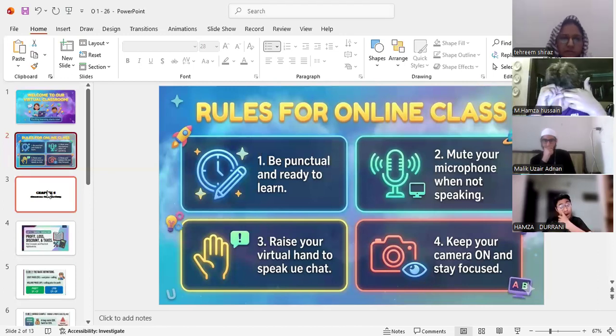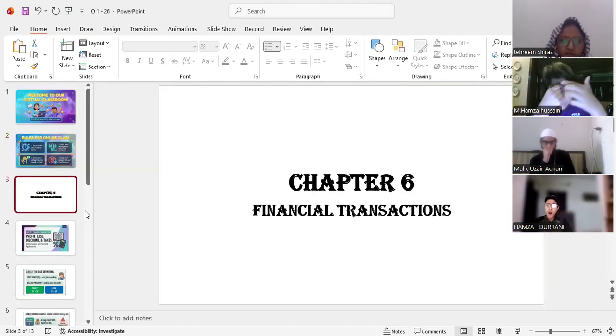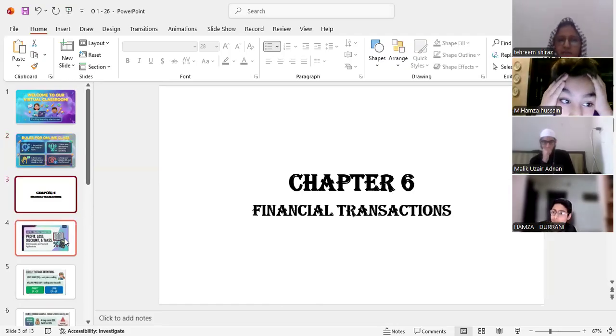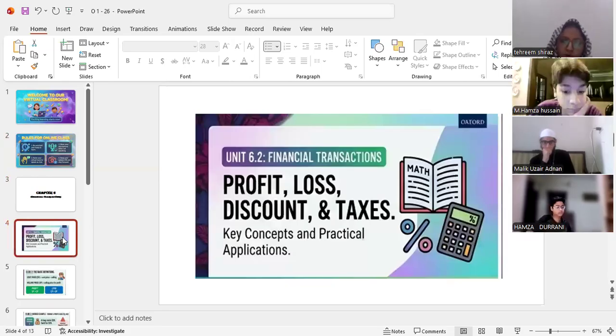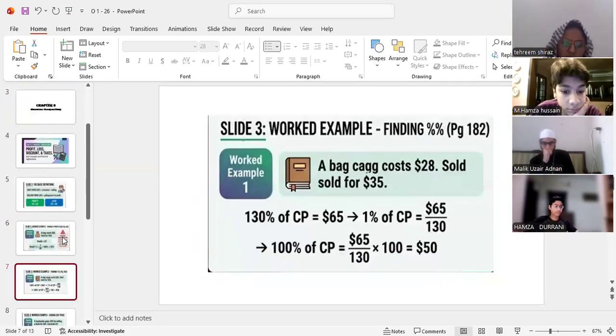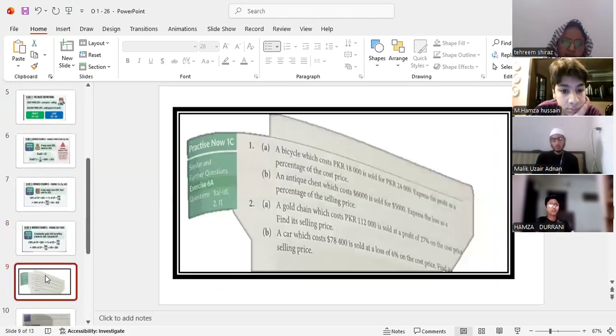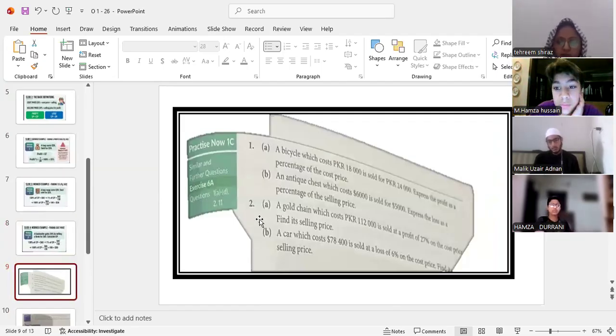In the previous lecture, as you know, we started our chapter number 6, financial transactions, and we already completed some of the formulas of profit and loss. We also completed practice now 1C, where you calculate the profit percentage, loss, and loss percentage.